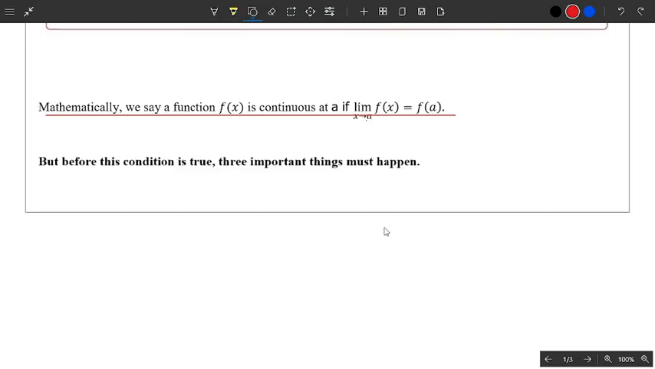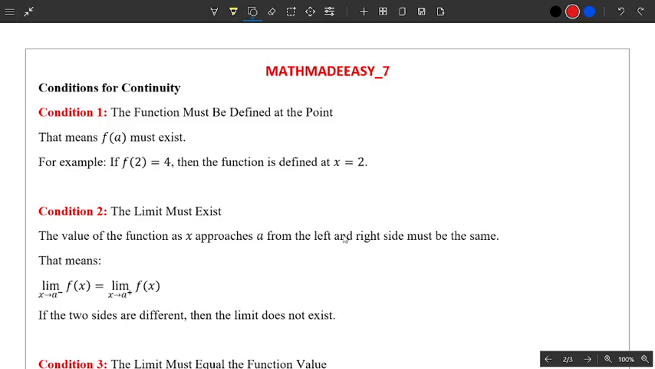So let's dive into these important things that we are talking about. We are going to look at three different conditions that we can use to determine whether a function is continuous or discontinuous. All right. So, conditions for continuity. First one, the function must be defined at the point. So if you have, let's say, a function f of x equal to x squared, you have x squared.